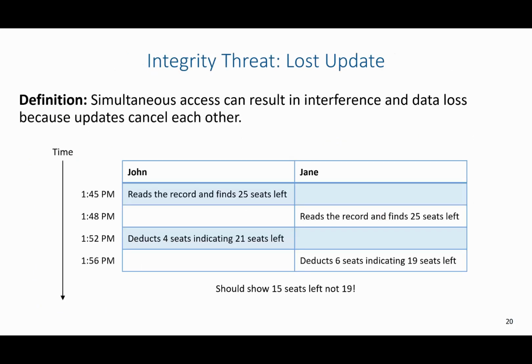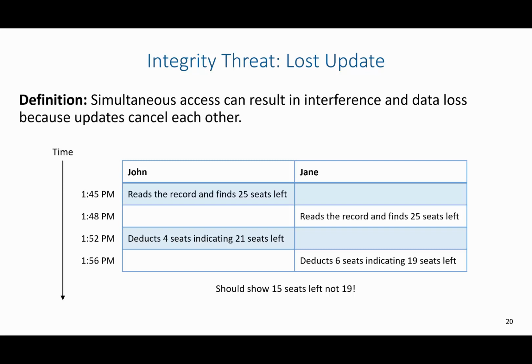Aside from SQL injections, we also have another threat of the lost update, which basically means that when I have multiple people accessing the database at the same time, it can result in data loss because one thing cancels another. So take, for example, we have John and Jane that are trying to purchase seats at some theater. So John reads the record and finds that there are 25 seats available, and then Jane reads it right after and sees that there's also 25 seats available.